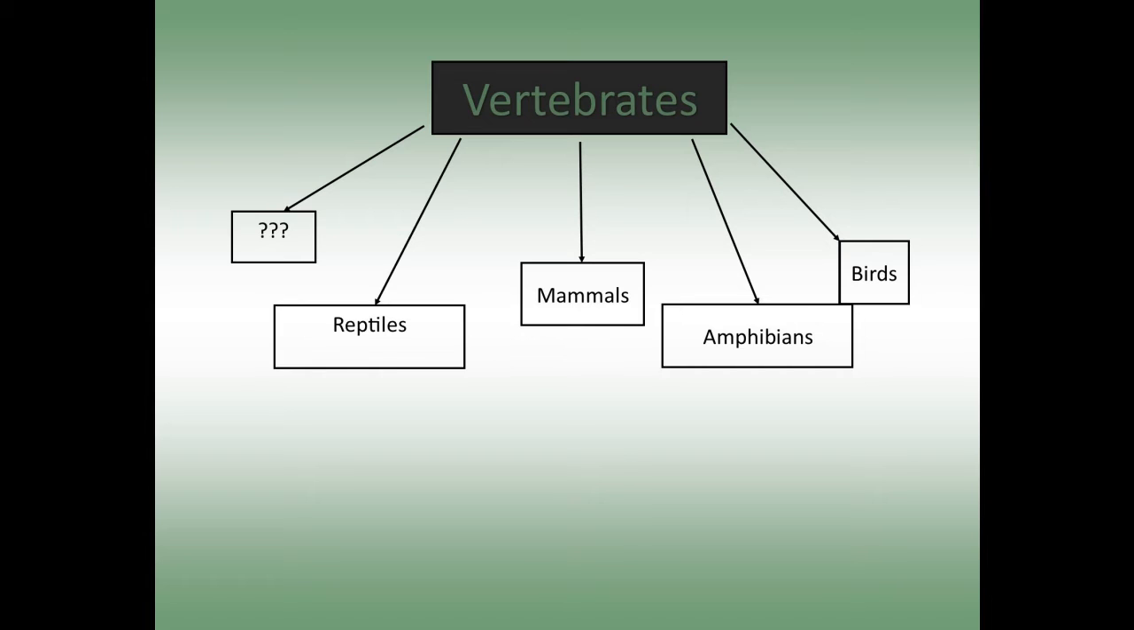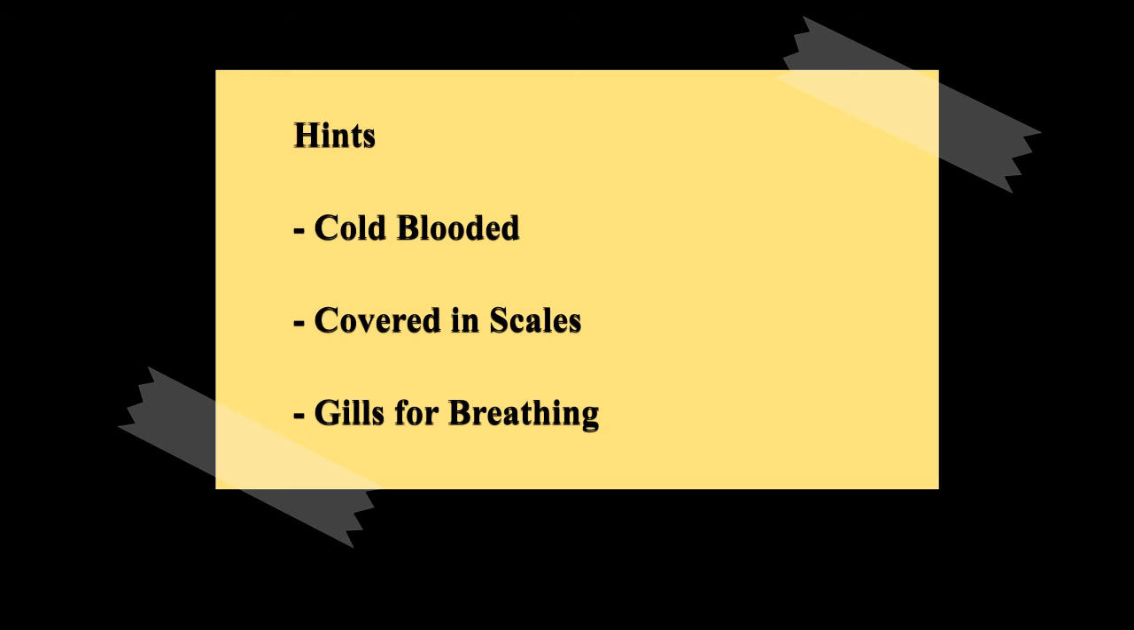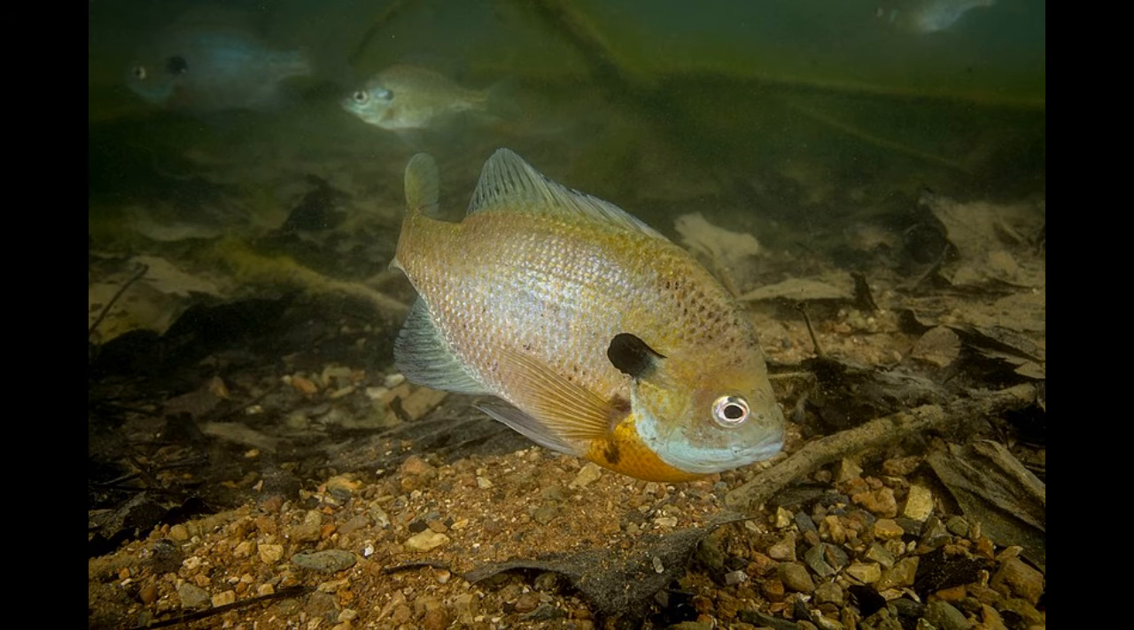Our last critter is not a reptile, amphibian, or a bird. It's not a mammal or an invertebrate, so what could it be? I'll give you 3 hints. They are cold-blooded, their bodies are covered in slimy scales, and they have gills. It's a fish. Did you guess correctly?